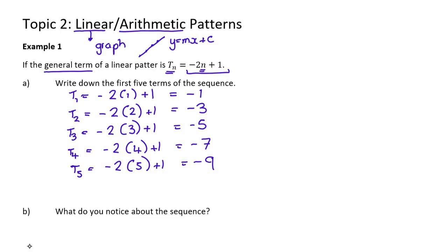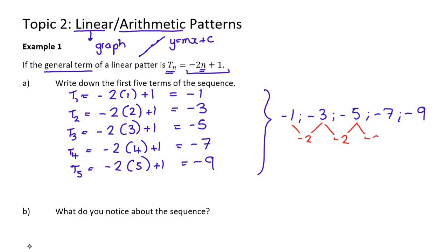So if I wrote this out as a sequence, the sequence would be negative 1, negative 3, negative 5, and I didn't have to do all that working because once I saw the pattern I could have started predicting the next value. So the next question says, what do you notice about the sequence? And I'm hoping that you notice that every single time to get to the next term I'm subtracting 2. So minus 2, minus 2.